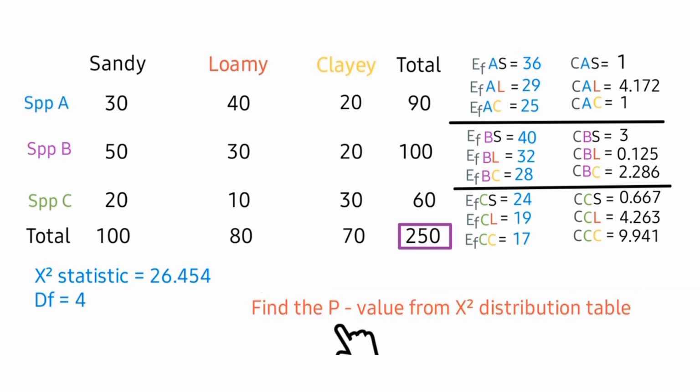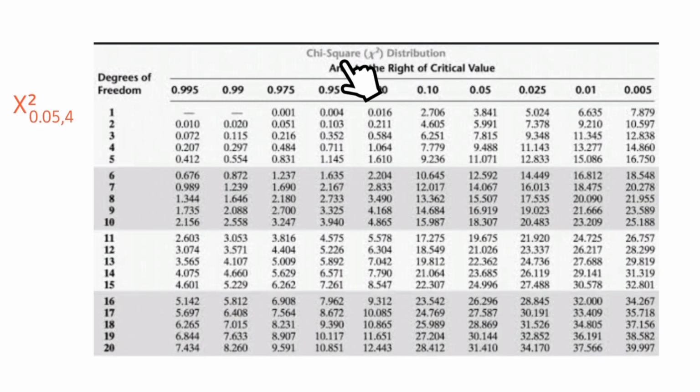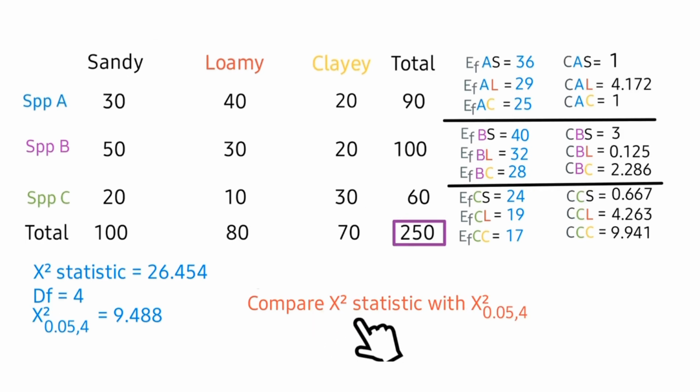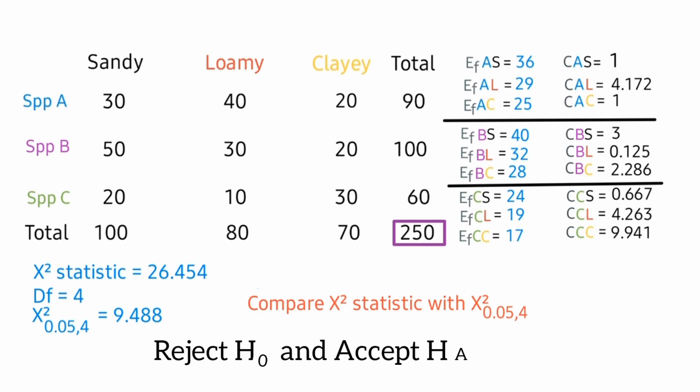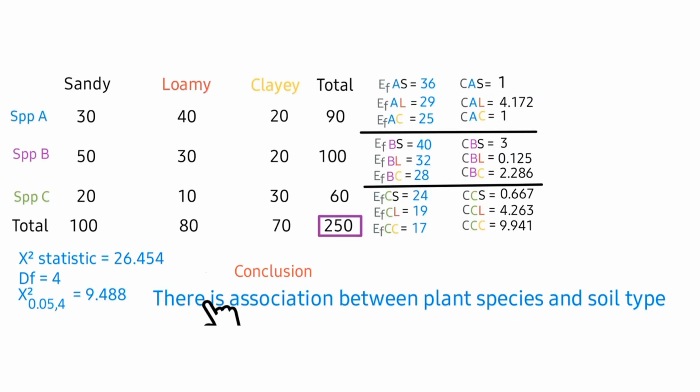Now let's find the p-value from the chi distribution table. This is the chi distribution table and our alpha is 0.05, and by our calculation the degree of freedom is 4. So we trace it down to 0.05. We record it here. Now let's compare the chi statistic with our p-value. Since the chi statistic is greater than the p-value, we reject the null and accept the alternative hypothesis and conclude that there is an association between plant species and soil type.